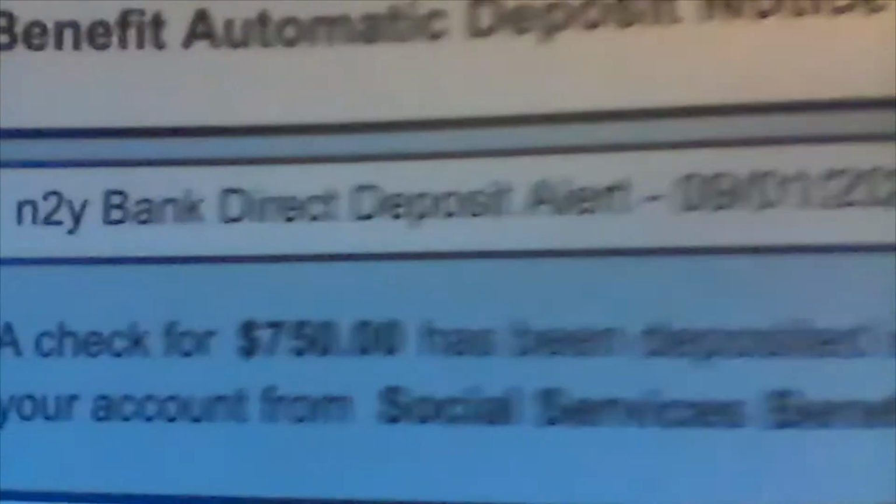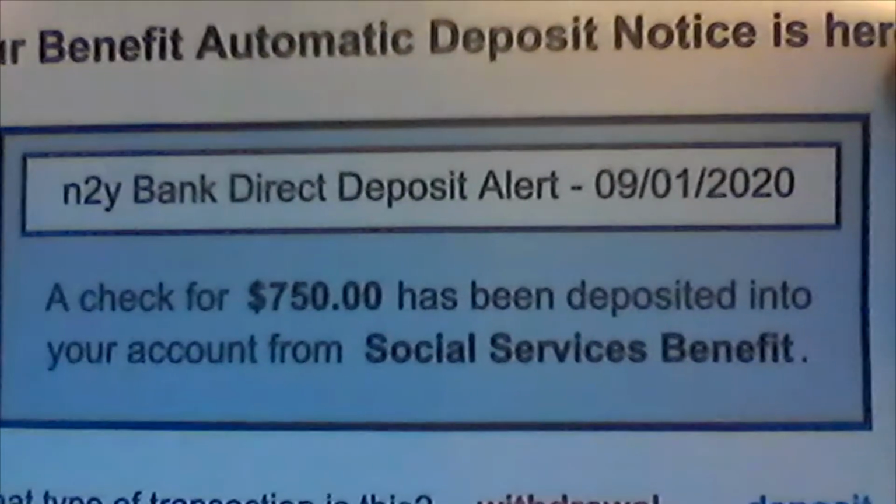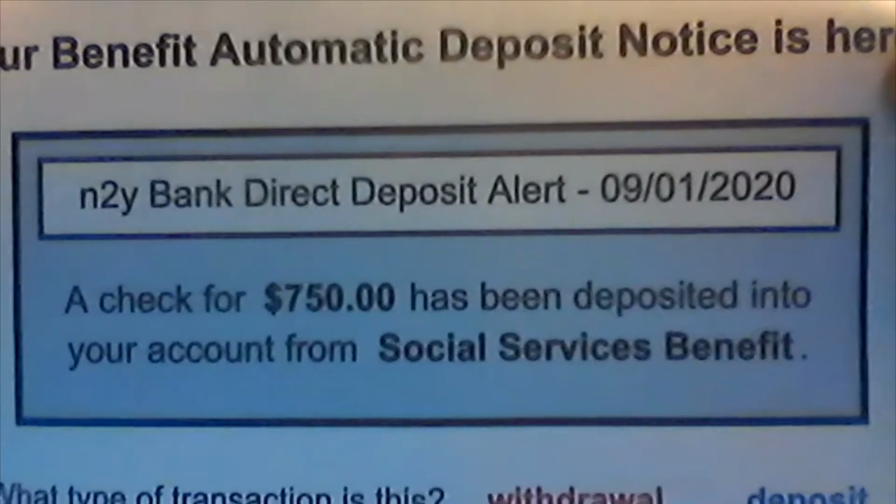So every month, the money you get will get deposited into your bank account, your checking or your savings, okay? And it says right here, a check for $750 has been deposited into your bank account from Social Services, SSI. Can you see that? Neato keen.